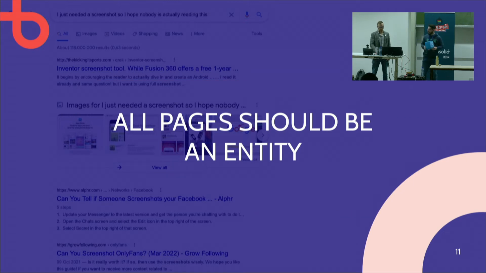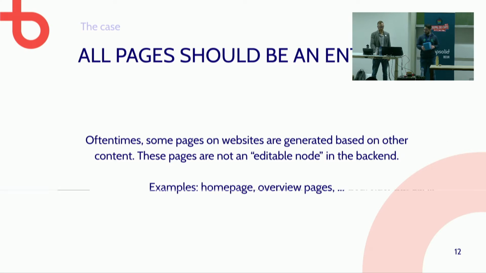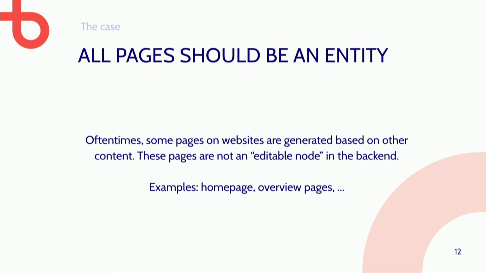Something that is sort of related: all pages on a website should be an entity. And what I mean by that is that sometimes some types of pages on your website are generated based on other content. For example, again, the team overview could be generated based on the team details, but also a homepage could be generated based on other information in the database. And oftentimes these pages are not really editable nodes in the backend.